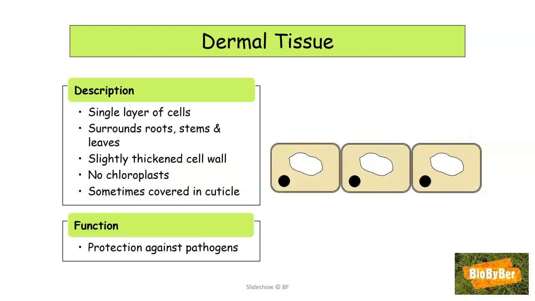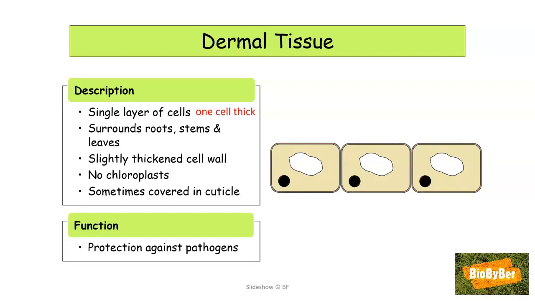So let's look at dermal tissue. Now, dermal tissue consists of a single layer of cells. In other words, dermal tissue is only one cell thick. Now we would have met dermal tissue before. It surrounds roots and stems and leaves.